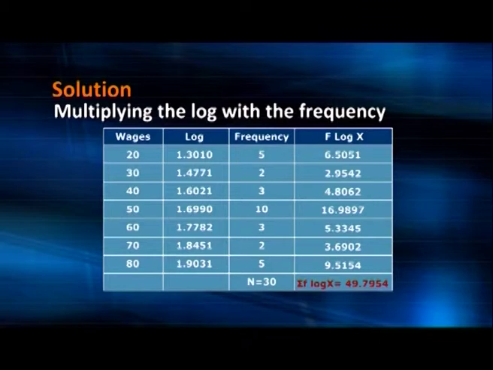Multiply the log with the frequency, that is, when we multiply 1.3010, the log value of the variable, with the frequency 5, we get 6.5051. Similarly, the values for the other variables are calculated. We also find the total of the product, that is 49.7954.